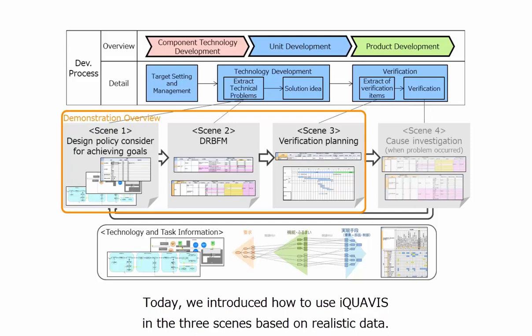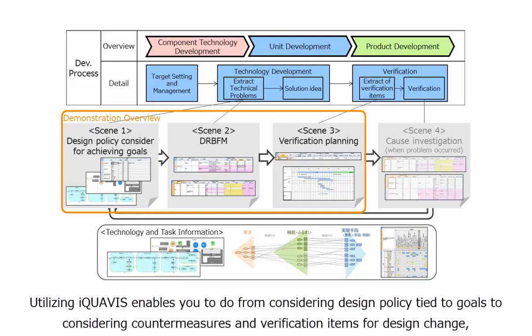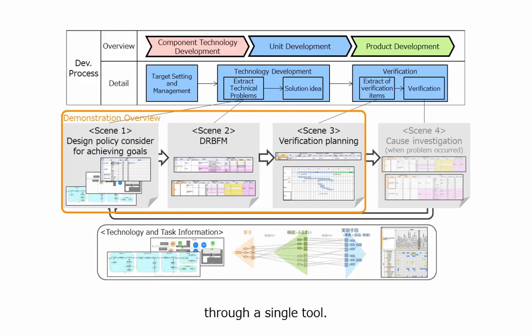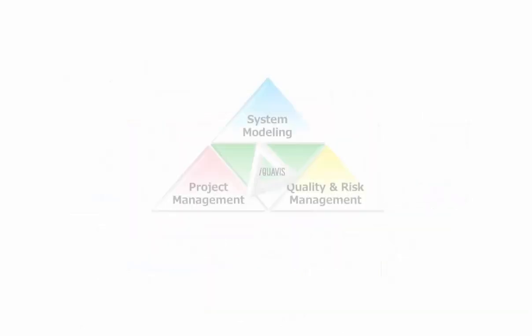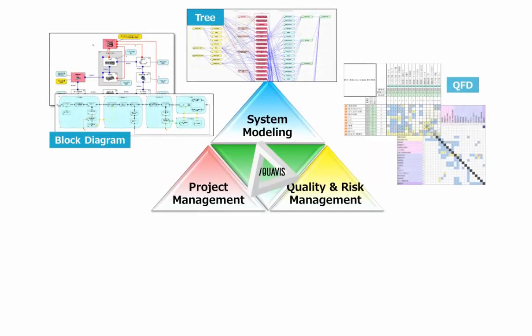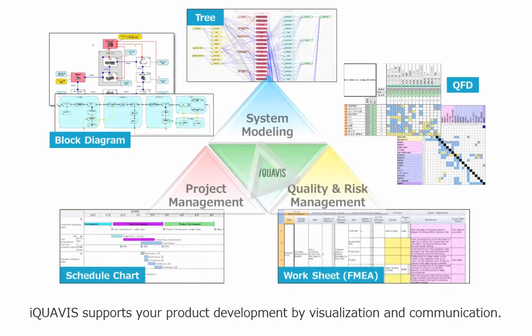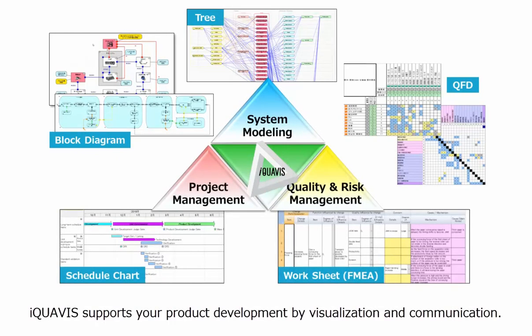Today, we introduced how to use iQUAVIS in the 3 scenes based on realistic data. Utilizing iQUAVIS enables you to go from considering design policy tied to goals to considering countermeasures and verification items for design change through a single tool. iQUAVIS supports your product development by visualization and communication.